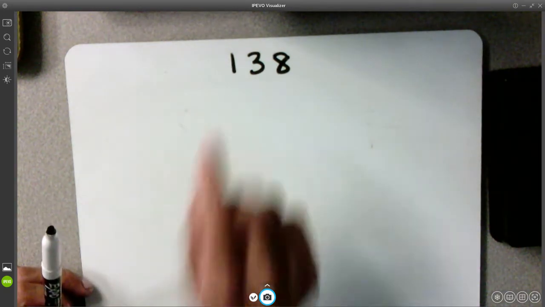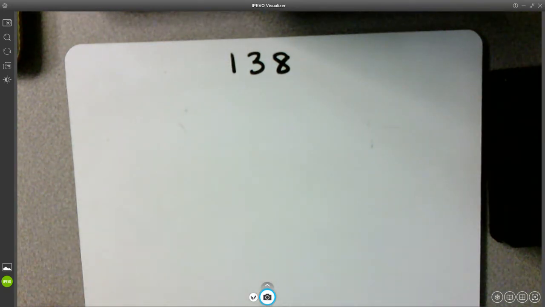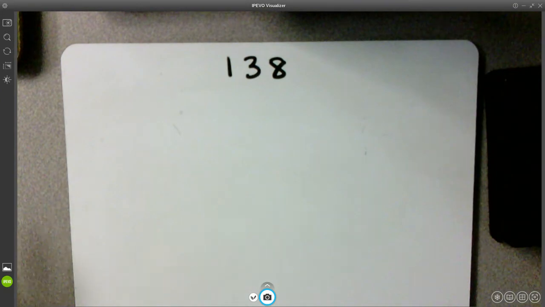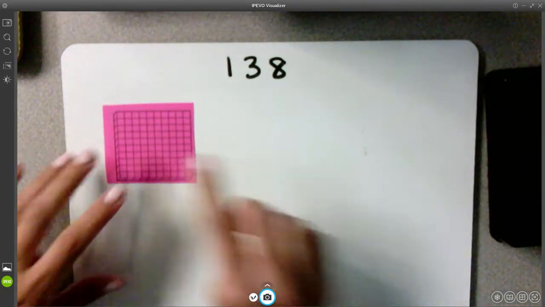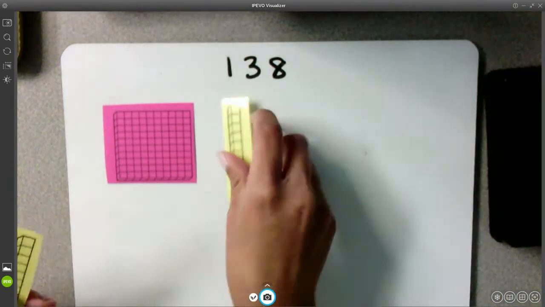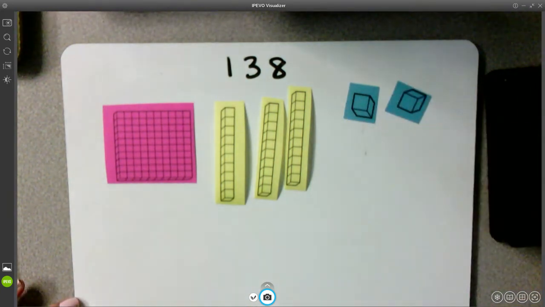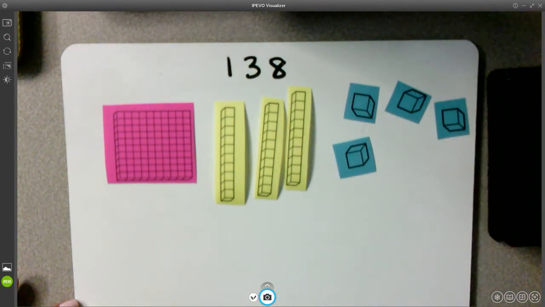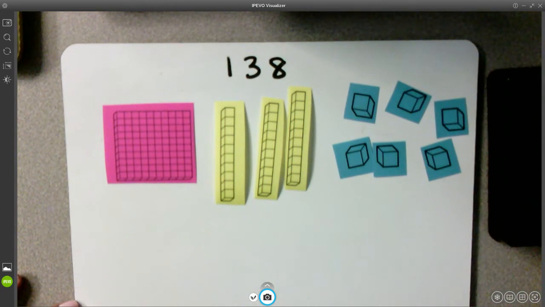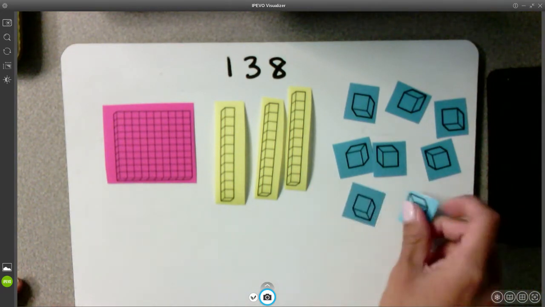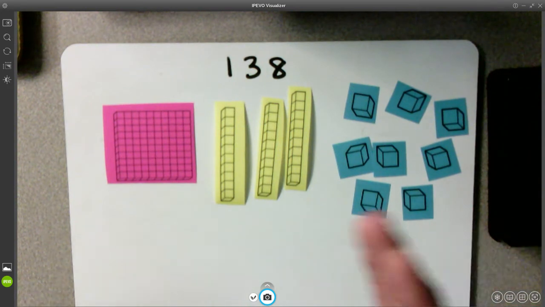To show you the next way that we write numbers, I'm going to build this number with my base 10 blocks. So, I need 100, three tens, and how many ones? Eight. All right. So this is the second way to write a number. This is called base 10 form.